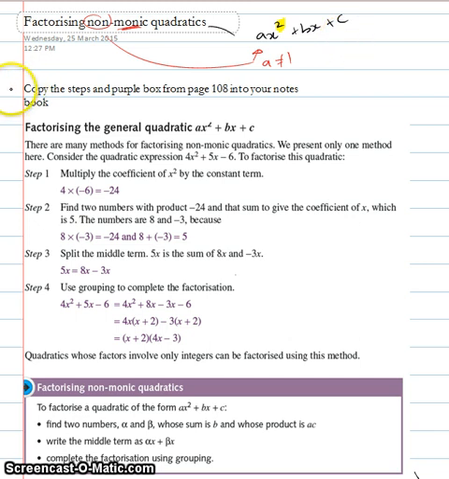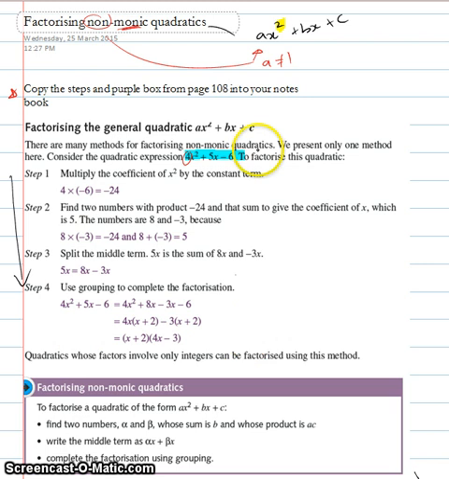And I want you to copy the steps in the purple book from page 108 into your notes book, and we're going to go through these steps. Okay, so let's read this first. One method for factorizing non-monic quadratics is called grouping. If we have this quadratic expression, it's non-monic because this coefficient here is 4, it's not 1. One way of factorizing it is to follow this procedure: step 1, step 2, step 3, step 4.